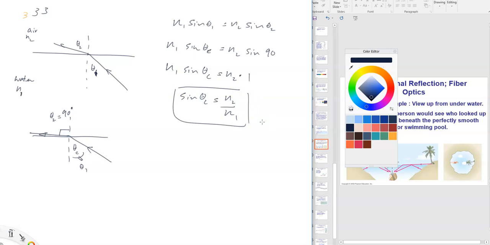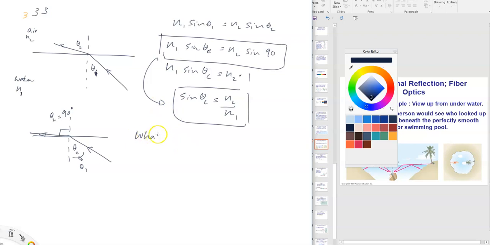We can't say critical angle for water or critical angle for glass. You don't define it like that. It's always critical angle from water to air, critical angle from glass to air, from one medium to another, and it comes from the ratio of the two indices, right? So the best way to approach this is to remember how to set up this equation, and then you can come to this. So for an example, what is the critical angle?